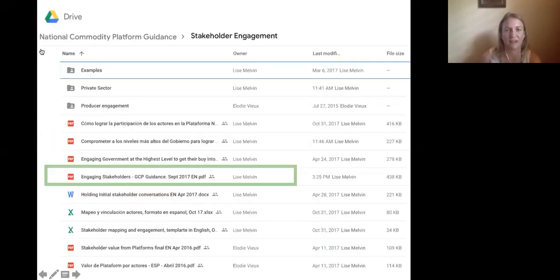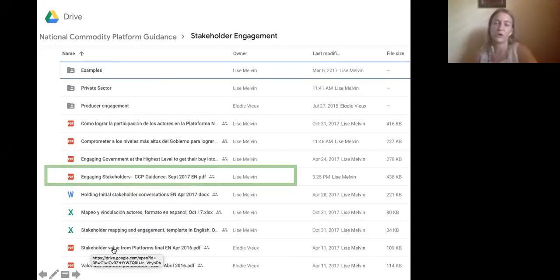Just to flag for you, in the Google Drive, here you have National Commodity Platform Guidance, and a folder, Stakeholder Engagement. This is the guidance which was updated by Life and Me recently, in September, on engaging stakeholders. It's also in Spanish. And here you also have a document, stakeholder value from platforms.